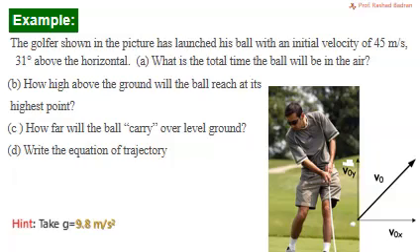A golf ball is launched by the golfer with an initial velocity of 45 meters per second and 31 degrees of angle above the horizontal. Now the question is, you are asked to find the time of flight of the ball. This is in part A.